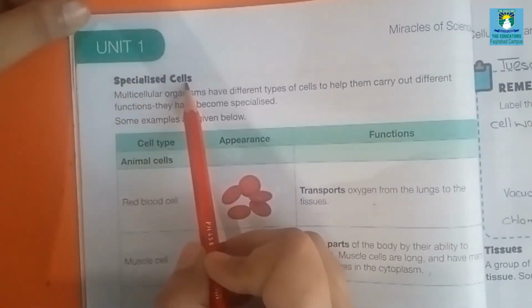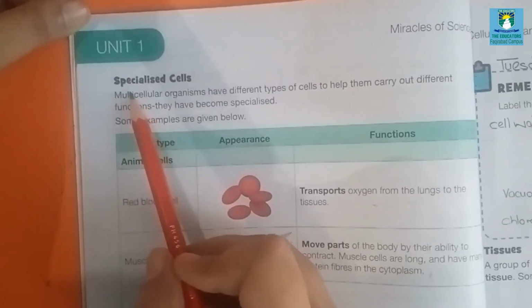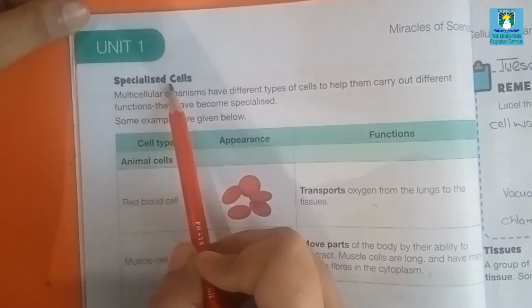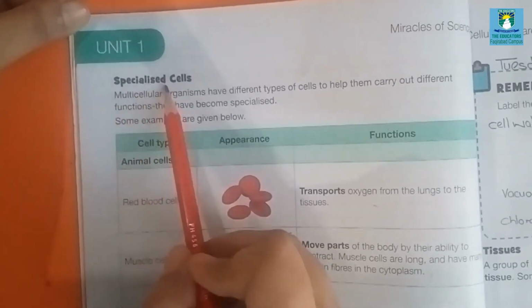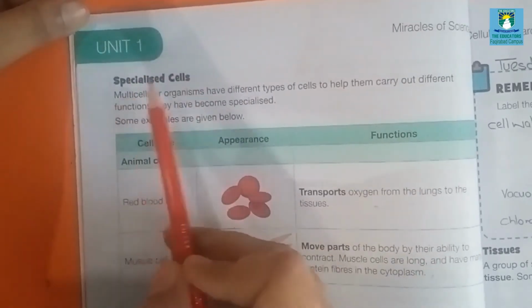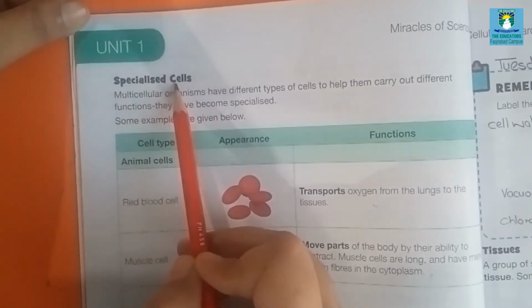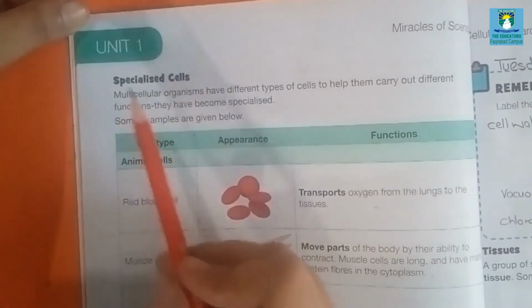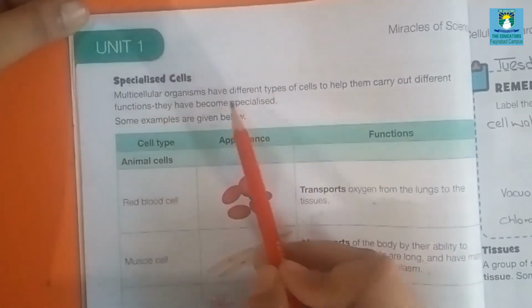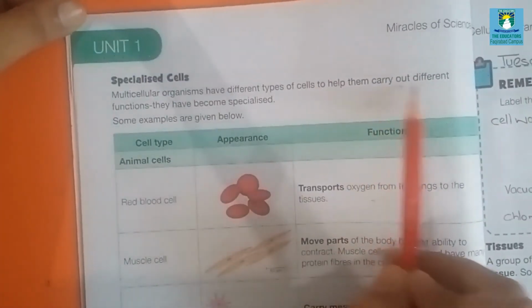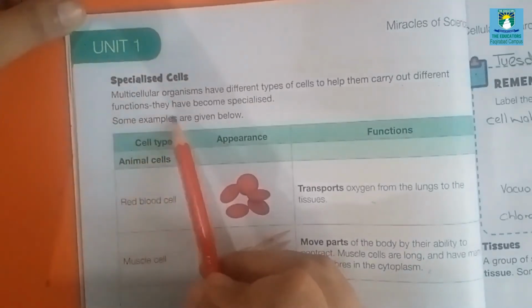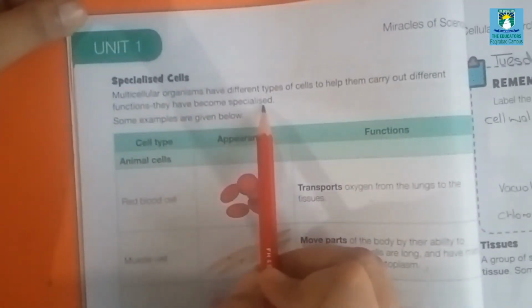Today our topic is specialized cell. Now multicellular organism have different types of cells. They carry out different functions. These cells are known as specialized cells. These specialized cells are found in multicellular organism. To help them carry out different functions, they have become specialized.